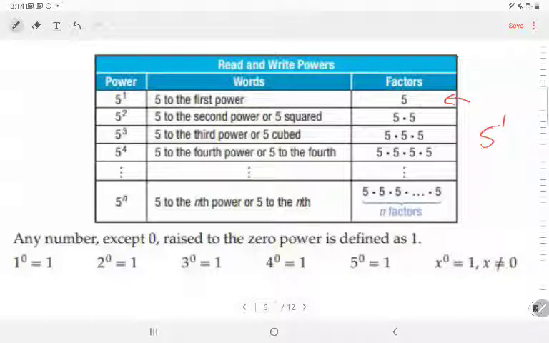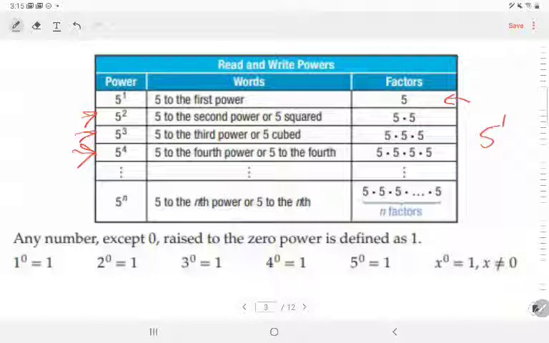Now, 5 to the second power, or 5 squared, would be 5 times 5. 5 to the third power, or 5 cubed, would be 5 times 5 times 5. And 5 to the fourth power, or 5 to the fourth, as you could say, would be 5 times 5 times 5 times 5. So you can see that all an exponent is how many times you multiply the base by itself, okay? And any number except 0 raised to the 0 power is defined as 1.